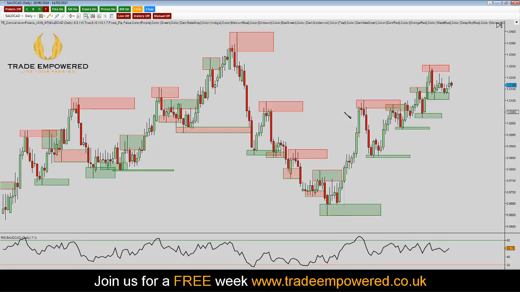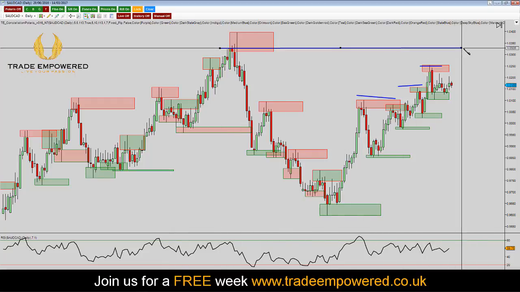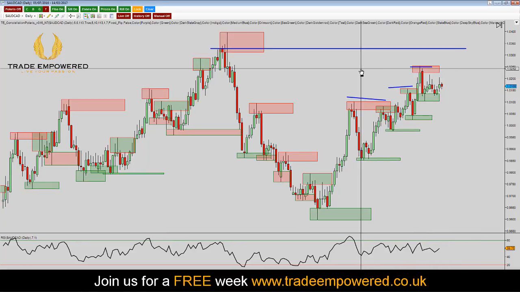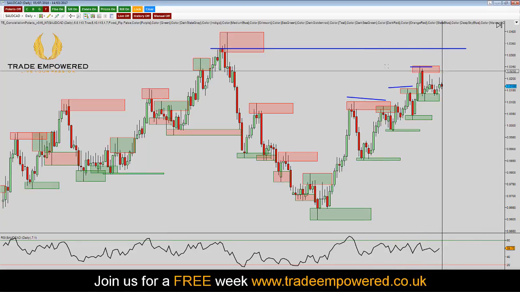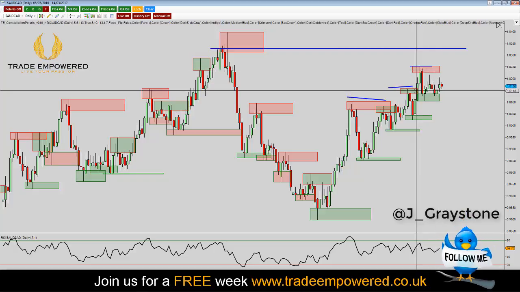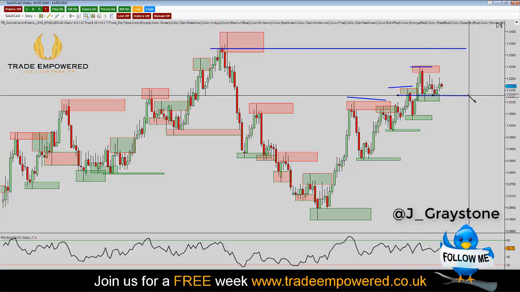So recently we've seen price action start to push up, putting in these higher highs, and the next level of resistance is up here at 103.20s, as we've been going through in the live room. But you can see as we've approached this level, we've started to see this consolidation zone.